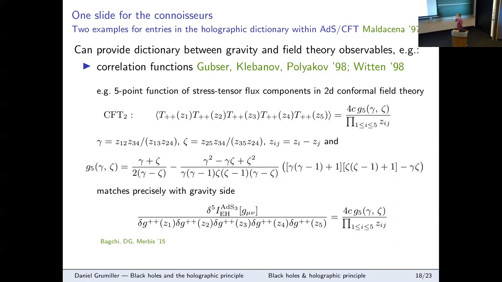So here's an example. This is now only for the experts. So this is a five-point function of the stress tensor flux components in a two-dimensional conformal field theory. If you're a non-expert, the only takeaway here is that you calculate some expression in two dimensions, you get a result, and the result is essentially given by a function that I can write in one line. And then you can calculate another observable in a gravity theory in one dimension higher, you get an expression, and that expression involves exactly the same function here. So these quantities here match precisely, but they were calculated in two different theories. This was calculated in a two-dimensional conformal field theory without gravity, and this is calculated in a three-dimensional gravity theory.